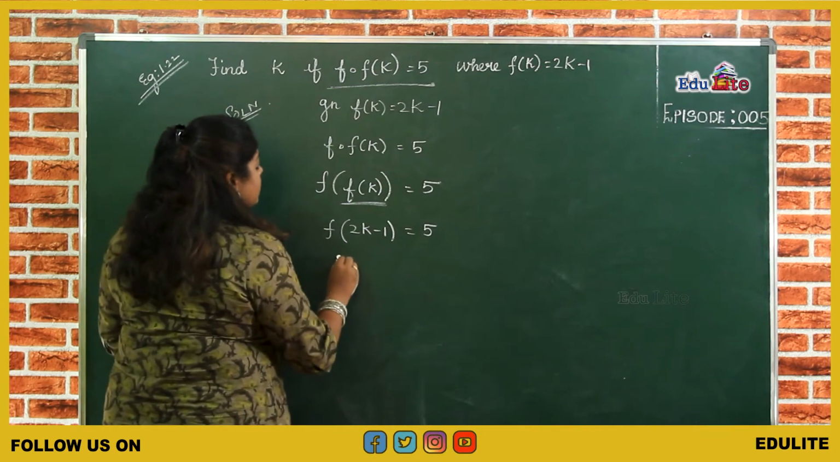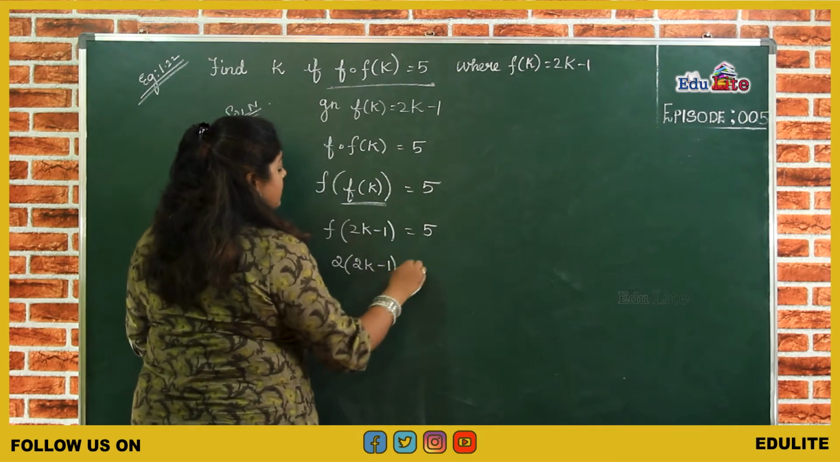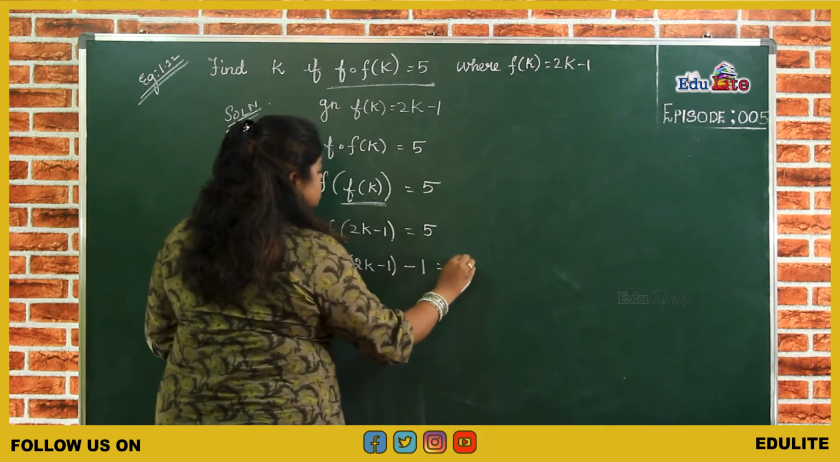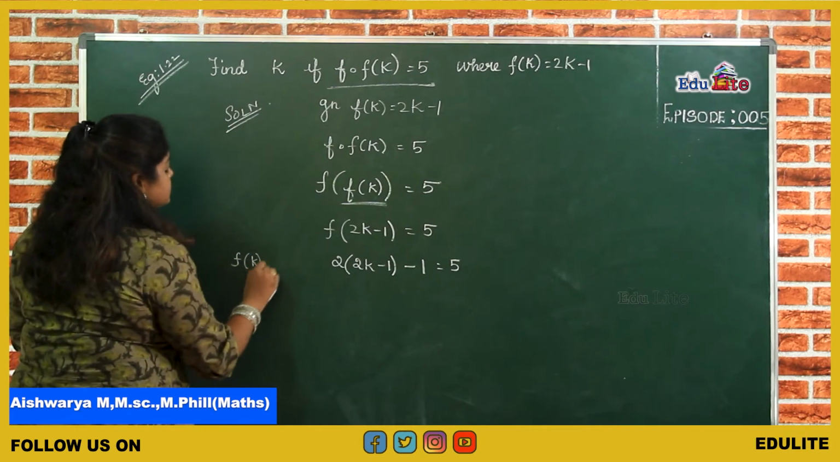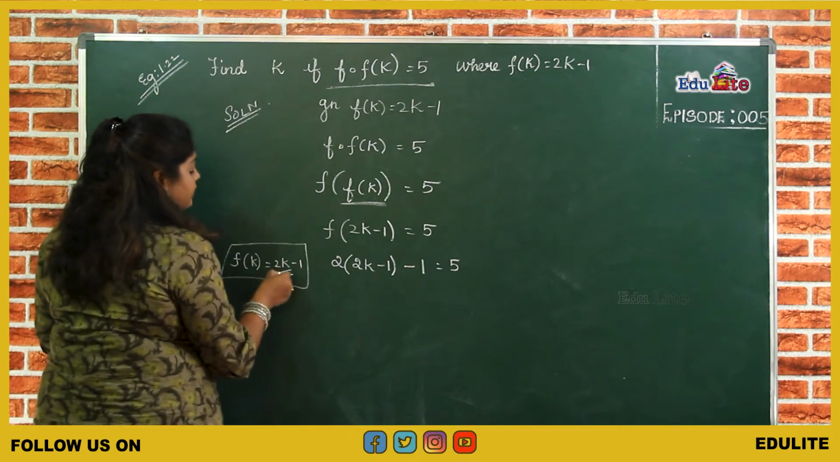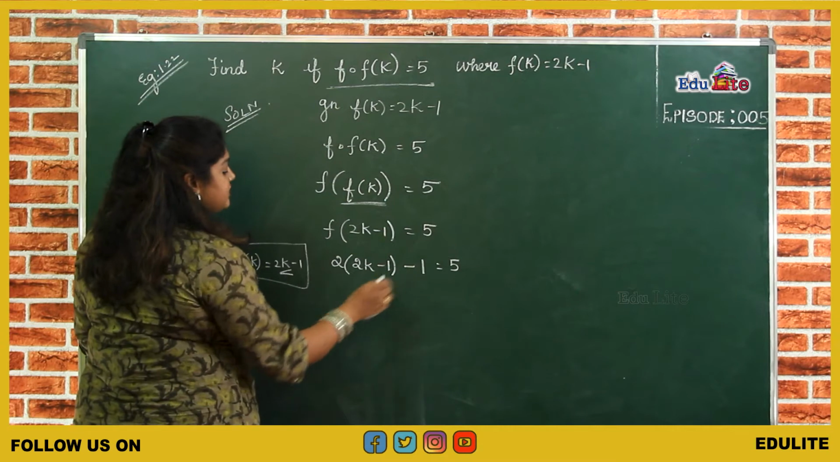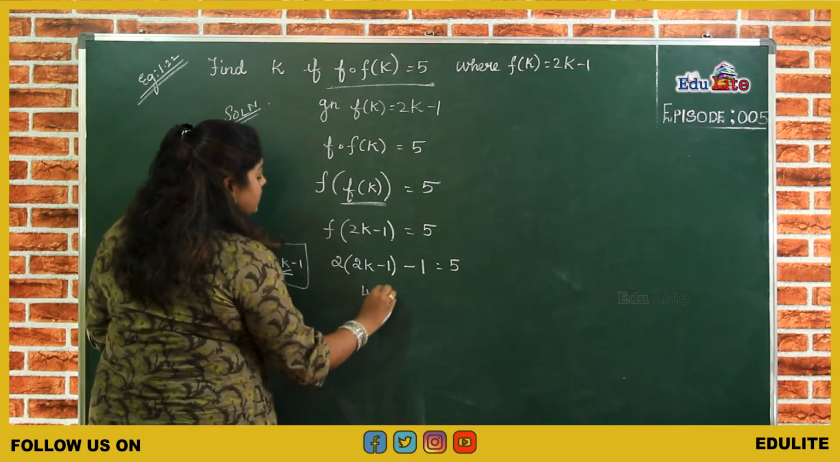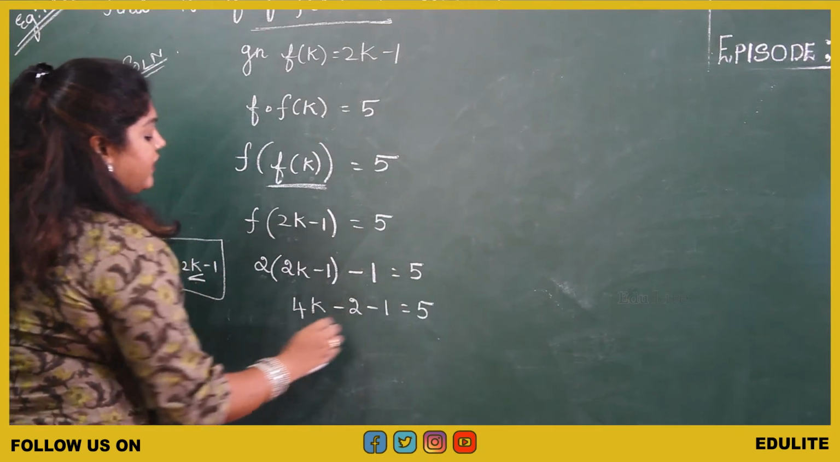So this will become 2 into 2k minus 1 minus 1, which is equal to 5. I have used the relation here as f of k equals 2k minus 1. So in place of k we have substituted this value 2k minus 1. We will simplify this: 2 into 2, 4k minus 2 minus 1, which is equal to 5.